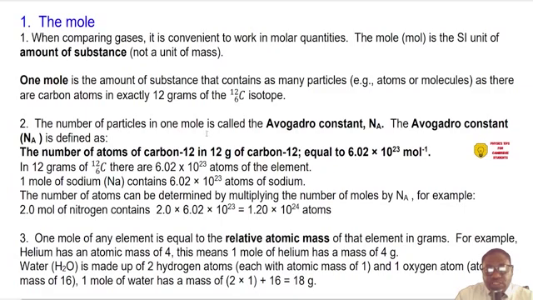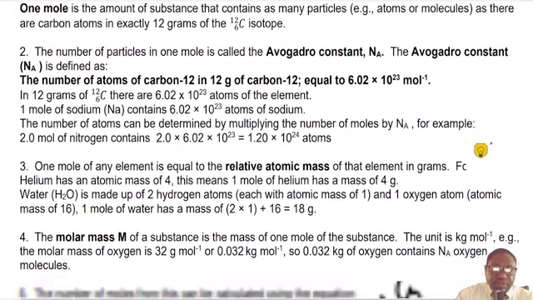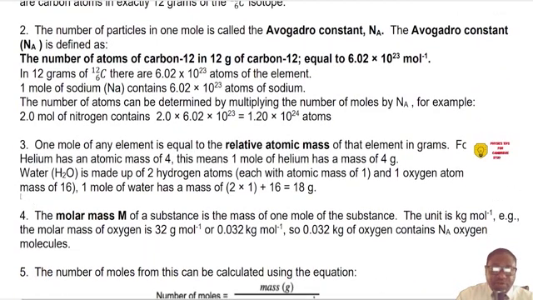Avogadro constant is defined as the number of atoms of carbon-12 in 12 grams of carbon-12, equal to 6.02 times 10 to the power of 23 per mole. So in 12 grams of carbon-12, there are 6.02 times 10 to the power of 23 atoms of that element. And in sodium, 1 mole of sodium contains the same number, that is 6.02 times 10 to the power of 23 atoms of sodium. The number of atoms can be determined by multiplying the number of moles by Avogadro constant. For example, 2 moles of nitrogen contains 2 times 6.02 times 10 to the power of 23 atoms, which gives you 1.20 times 10 to the power of 24 atoms.